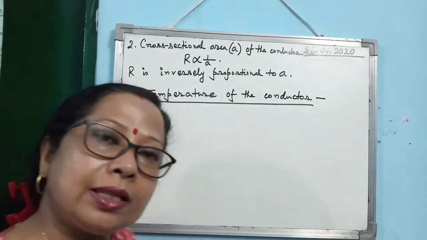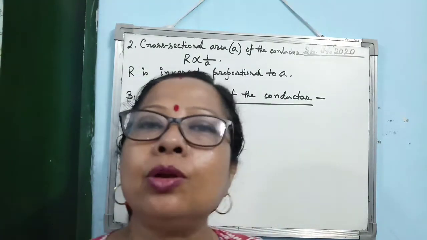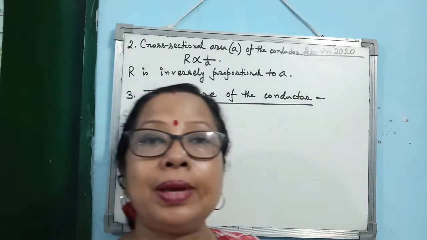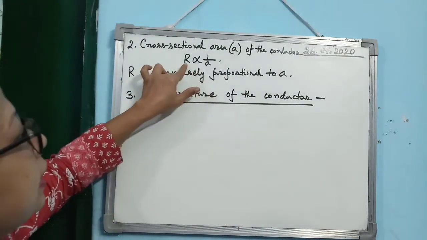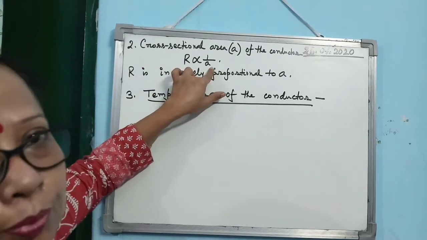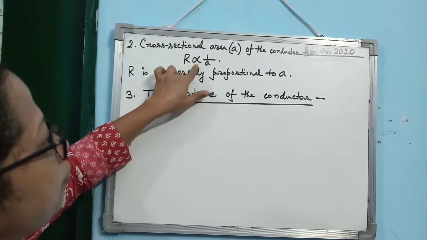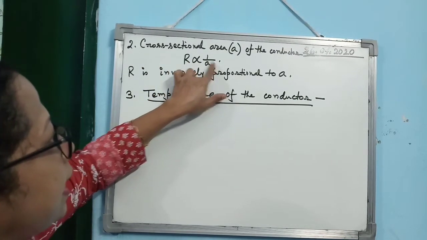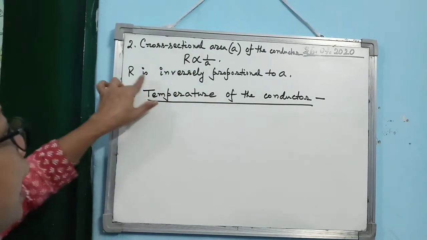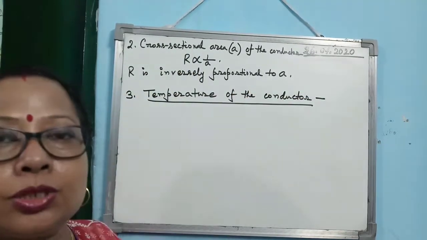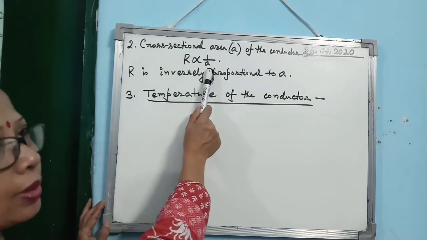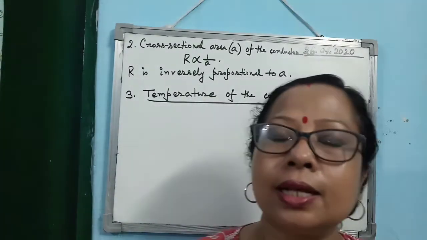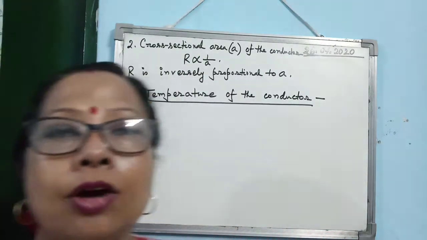So if you make the cross-sectional area bigger, what will happen? The space between the immobile ions will be bigger and resistance will be less. So you can say that resistance is inversely proportional. I have written R proportional to 1 by A. Clear? 1 by A means what? If you increase A, R will decrease. Then we say that R is inversely proportional to A, and symbolically you can write R proportional to 1 by A. So the second factor on which resistance depends is the cross-sectional area of the conductor.